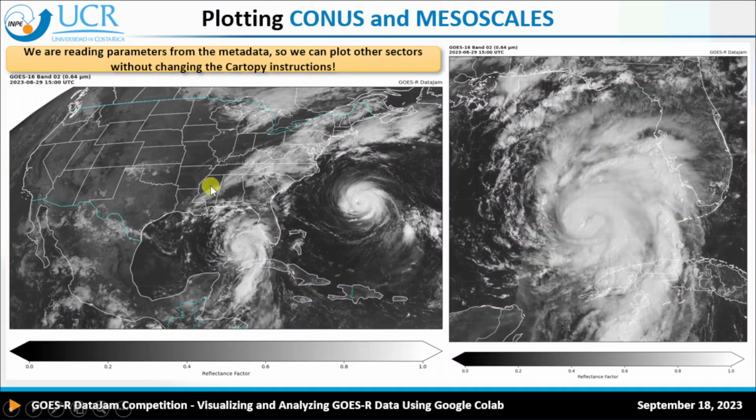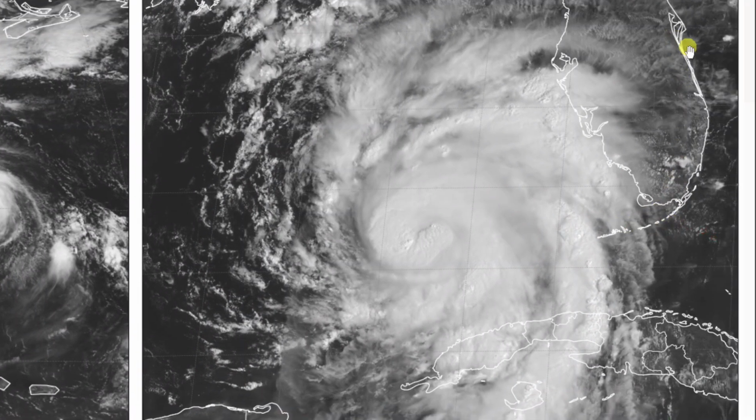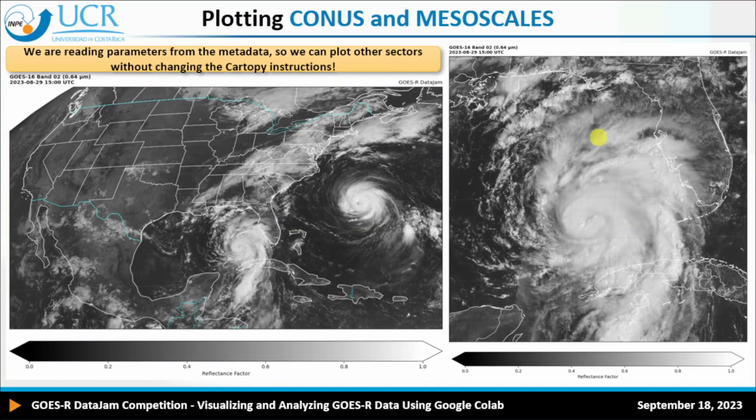And that's it. You have total control of the information you are showing. To finish, a final comment is that we can use the same instructions to plot images from any domain. Here on the left, you have a CONUS image, which is available every 5 minutes. And on the right, you have a mesoscale image. Cartopy, as you see here, positions the maps correctly because we are making these extent calculations using information available in the metadata.